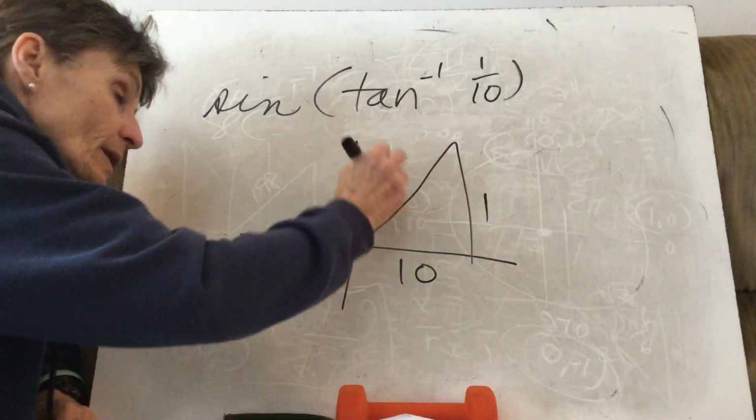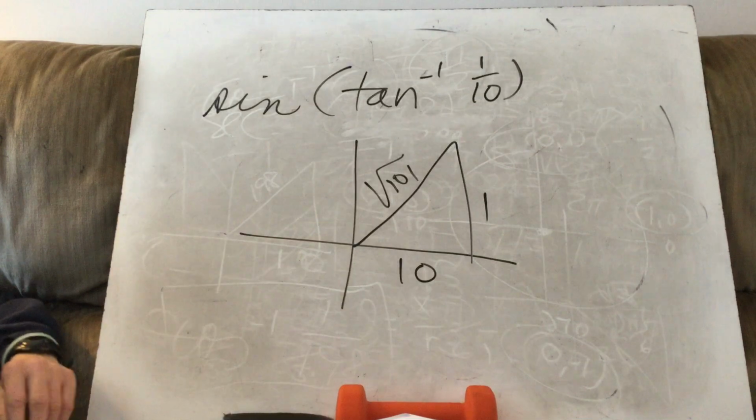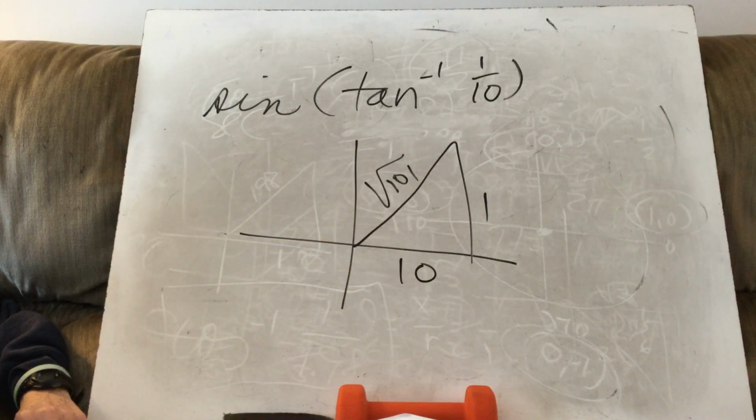Square root of 101. Pythagorean Theorem. 100 plus 1, 10 squared plus 1 squared. Perfect.